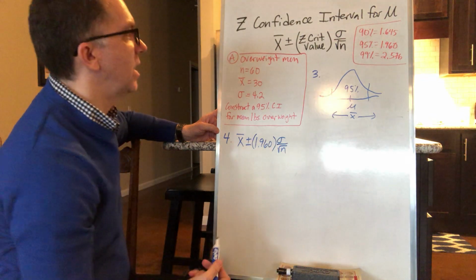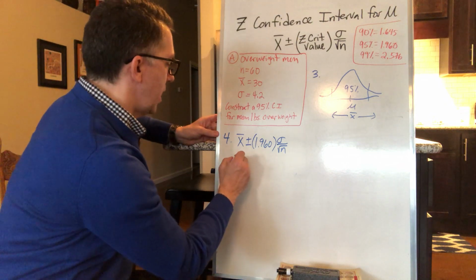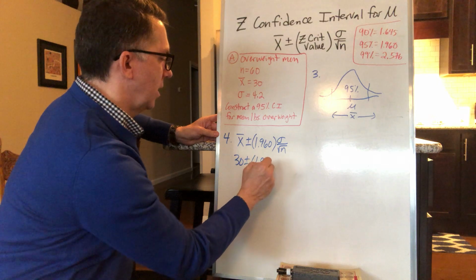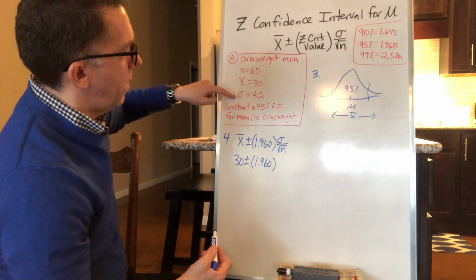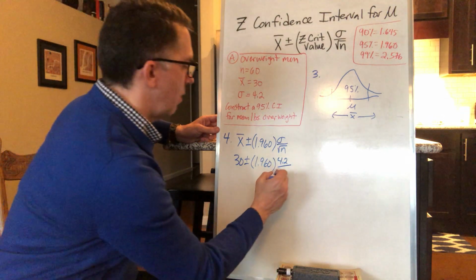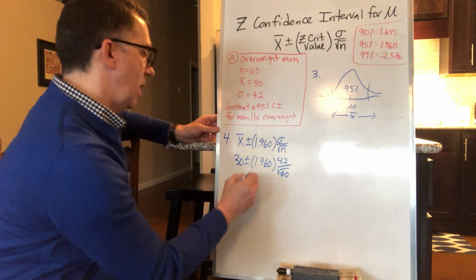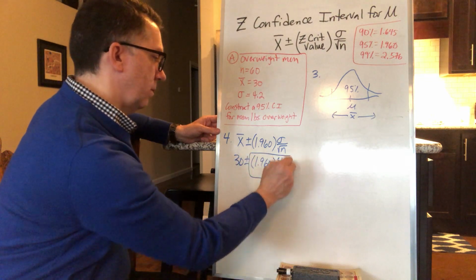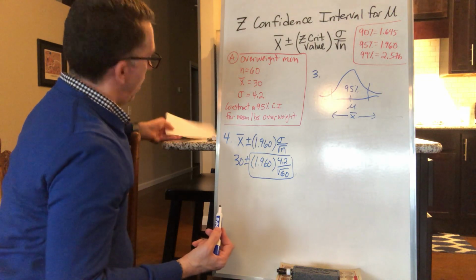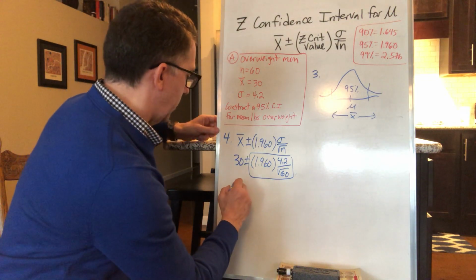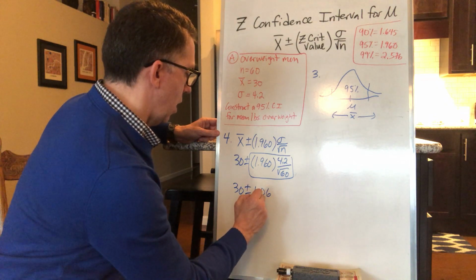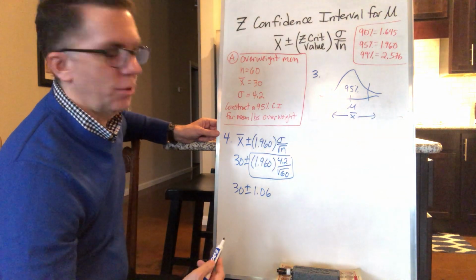All right, so what do we get from this one sample? We got an x bar of 30 plus or minus. We're going to copy that 1.960. Our population standard deviation is 4.2, and we divide that by radical n, radical 60. So I did the math of this part, and that came out to equal 1.06. So that's 30 plus or minus 1.06. So that's our bound, the margin of error. That's what we're going to call that.